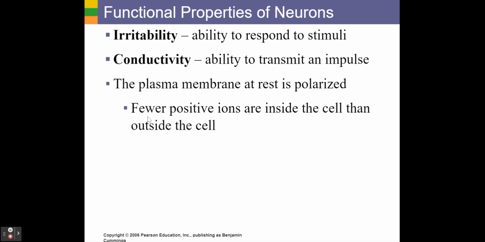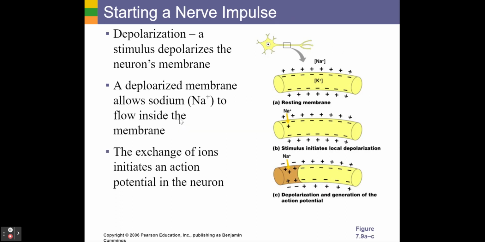Okay. Basic functional properties of neurons. So there's two. There's what's called irritability, so the ability to respond to a stimulus, and conductivity, the ability to then transmit that impulse on. The plasma membrane on the outside of the neuron is polarized, meaning it's positive on one side and negative on the other. And because of that, when you depolarize it, that's what causes this impulse to then be passed from one cell to the next.